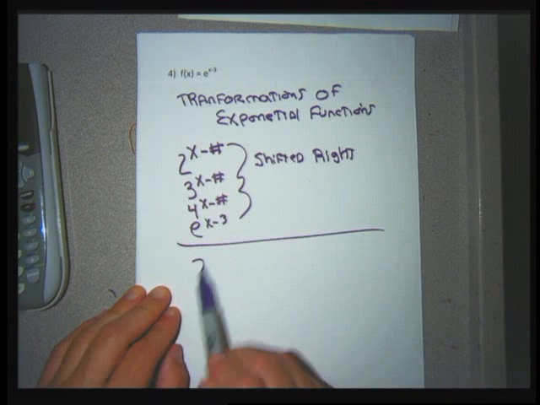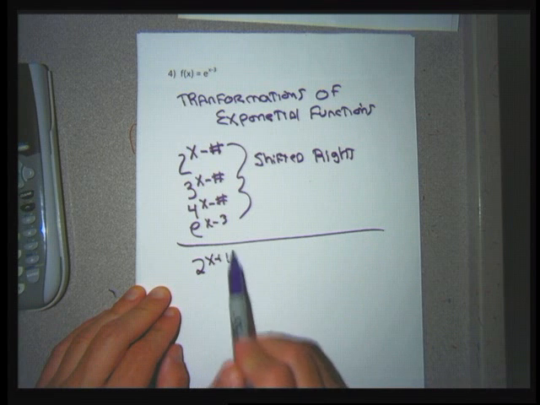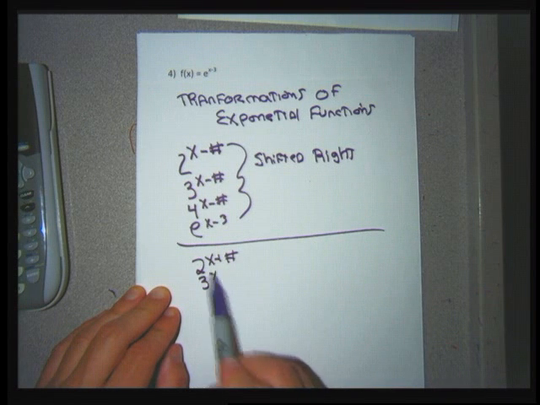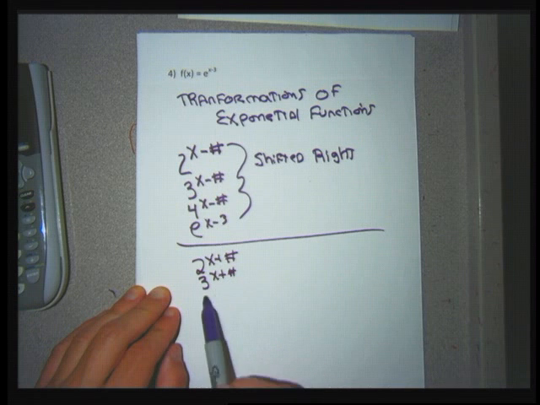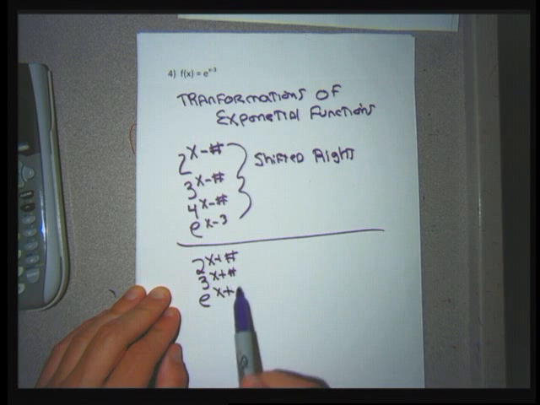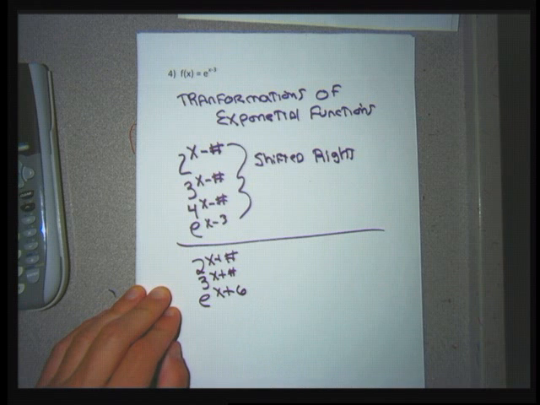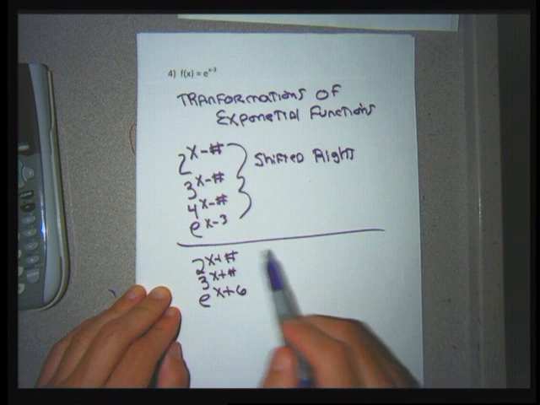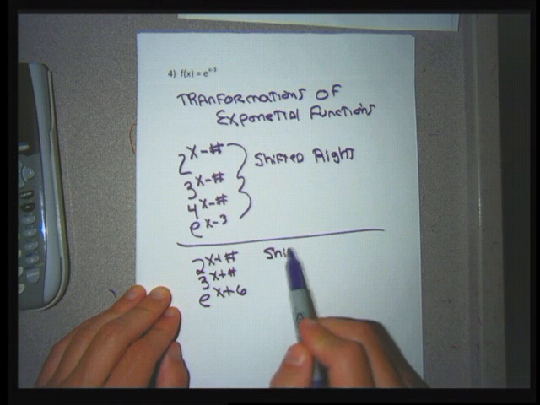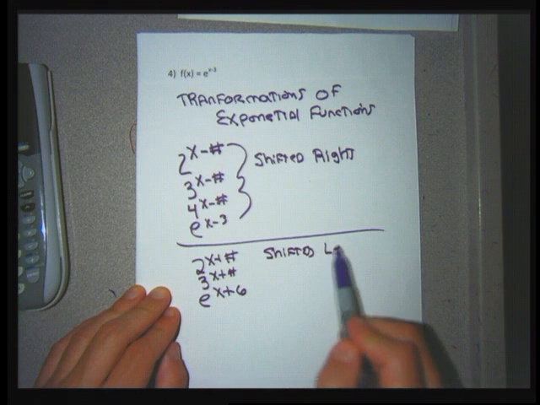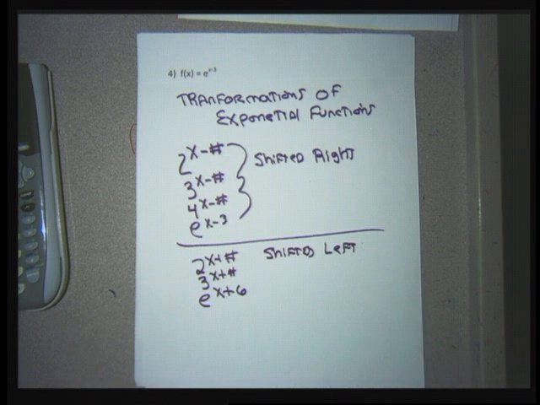If I had exponential functions like 2 to the x plus some number, or 3 to the x plus some number, or maybe e to the x plus 6, that would cause the graph to be shifted to the left. So to move exponential functions left and right from a base graph, you do something with the exponents. Minusing a number in the exponent shifts the graph to the right. Adding a number in the exponent shifts the graph to the left.